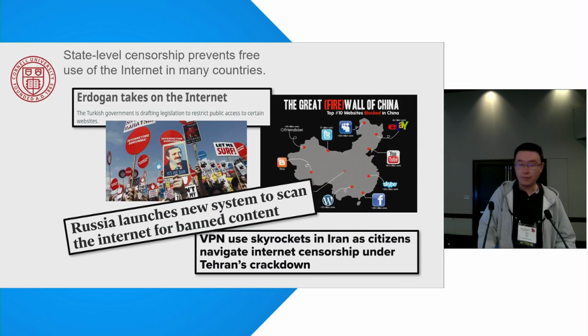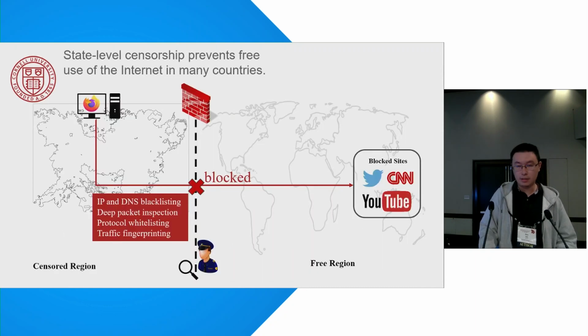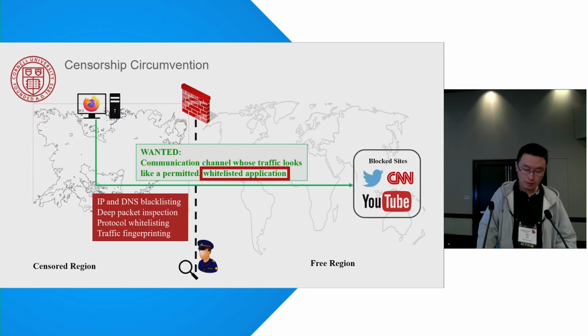State-level censorship prevents free use of the internet in many countries. Common censor techniques include IP and DNS blacklisting, deep packet inspection, protocol whitelisting, and traffic fingerprinting. Therefore, circumvention systems have been developed to provide covert channels that allow the users to access blocked content through the channel. In order to evade the censorship, traffic generated by the channel should look like a permitted, whitelisted application.